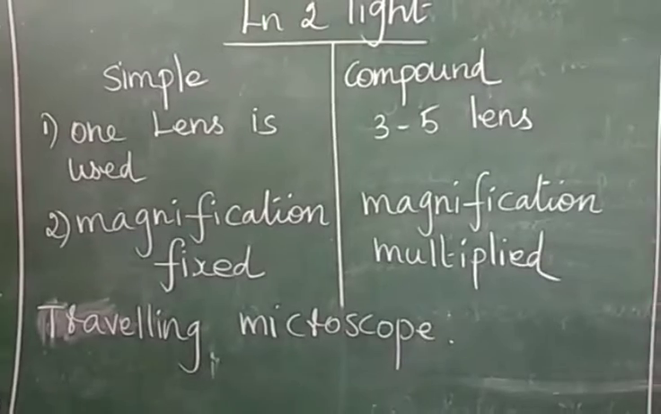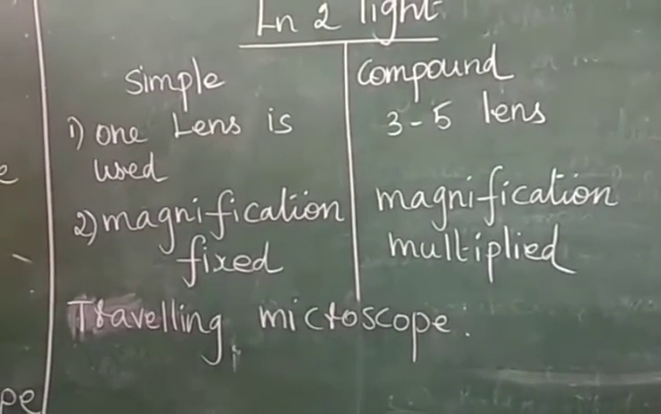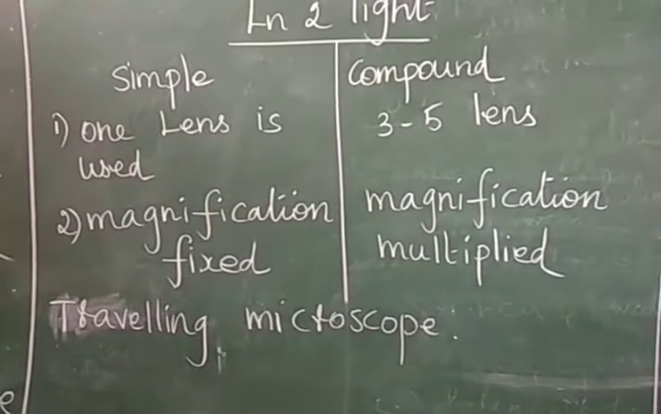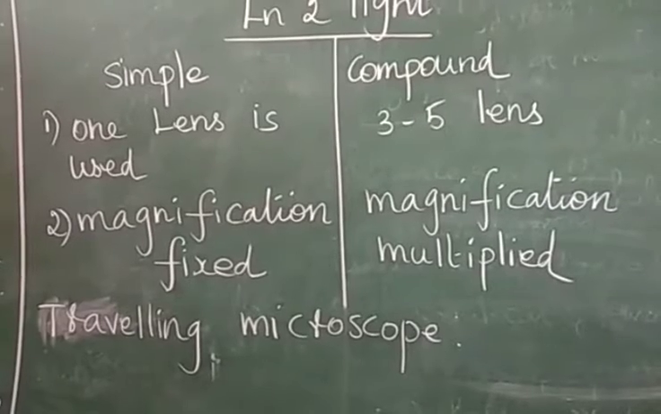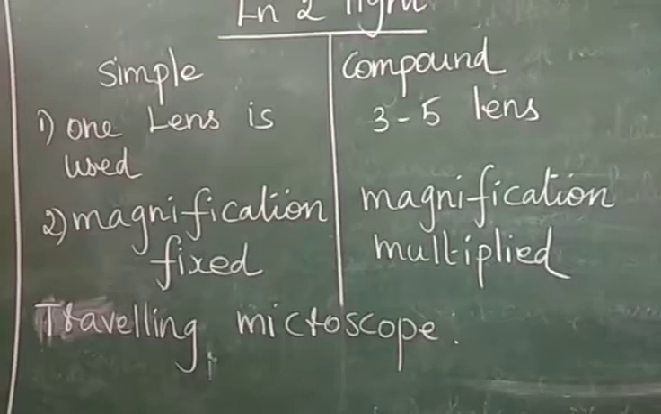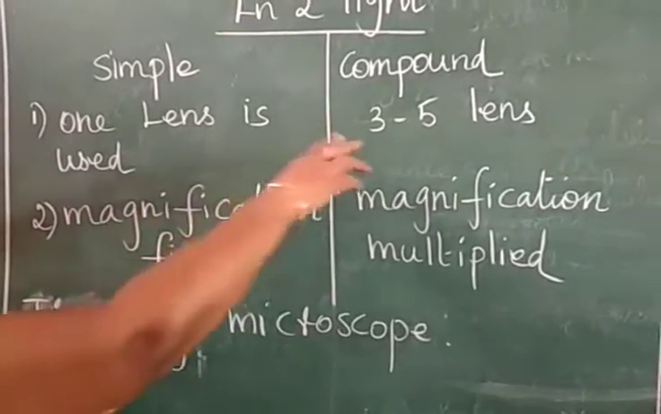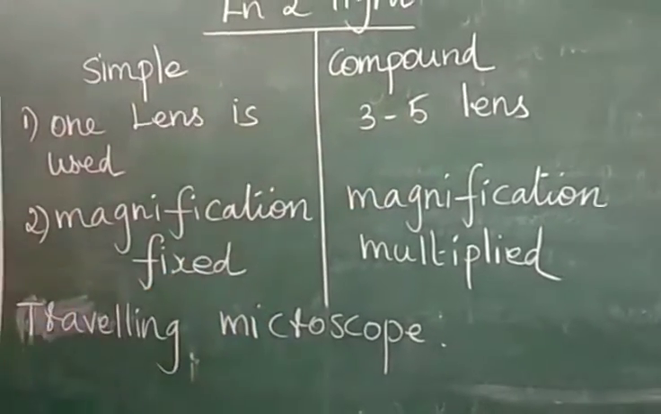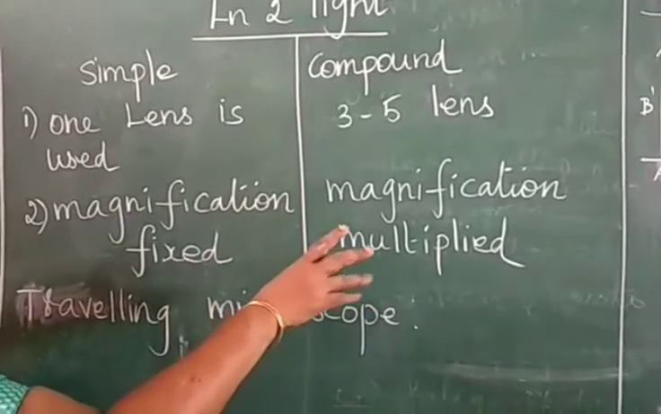Why do we give the name compound to the compound microscope? A compound microscope is called compound because it compounds the light by passing it through 2 or more lenses in order to magnify. What is the difference between simple and compound? In a simple microscope we use only one lens, in a compound 3 to 5 lenses. Here magnification is fixed, here magnification is multiplied.